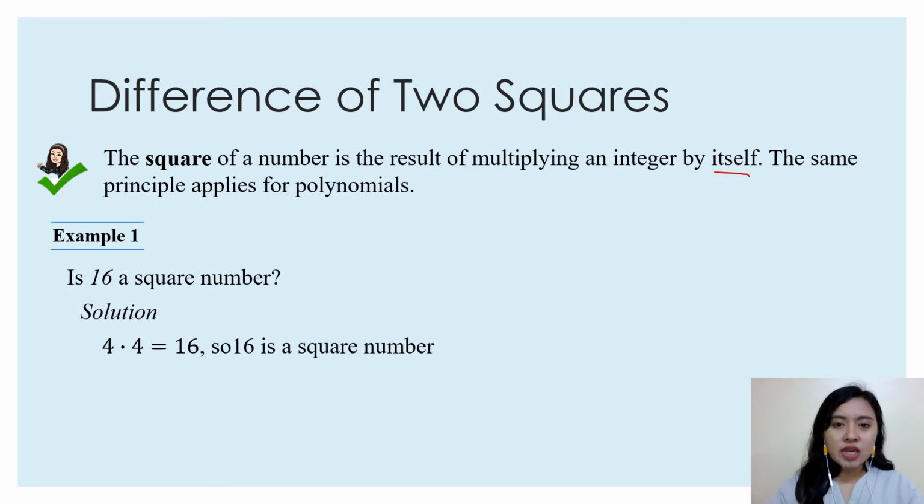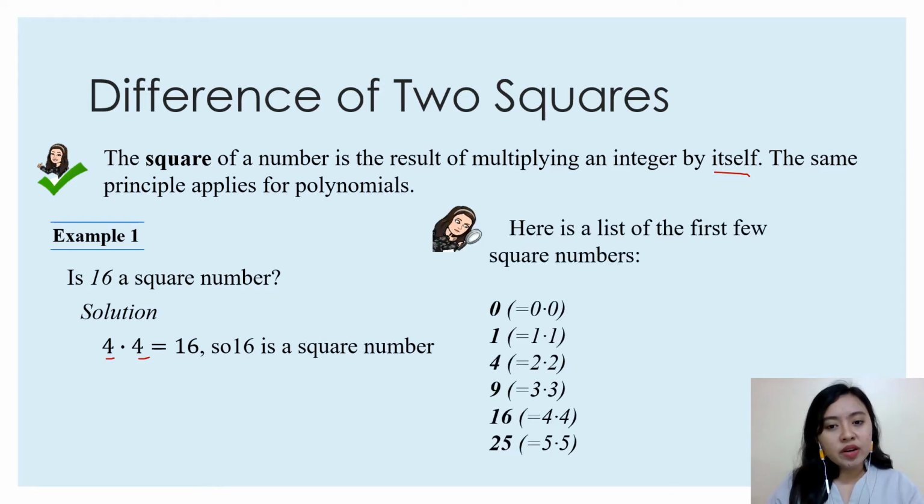The question here is, is 16 a square number? 16 is a product of 4 multiplied by itself, which is 4. So 4 times 4, you get 16. Therefore, 16 is a square number. Now, here is a list of other square numbers.